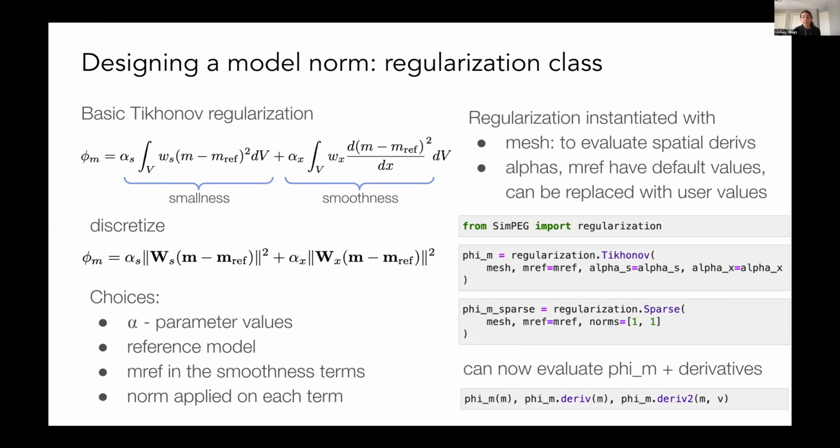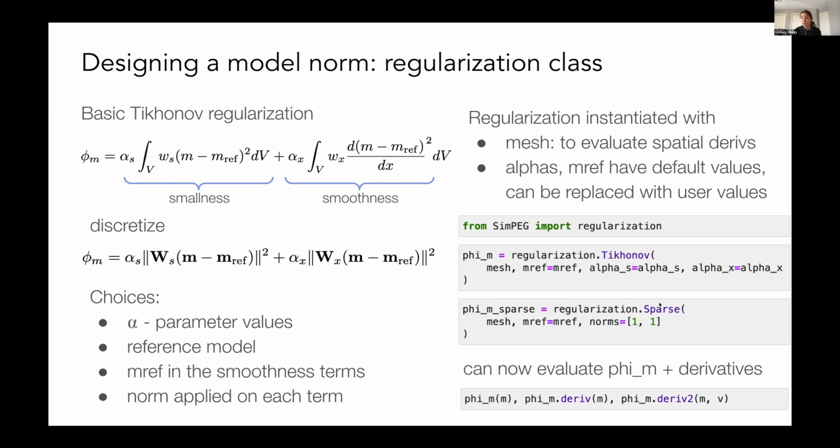This is all handled in SimPEG by the regularization class. From SimPEG, you import regularization. For example, if we wanted to start with a Tikhonov regularization, it needs a mesh, so it's instantiated with a mesh. We need that so that we can compute these spatial derivatives. Then the other parameters have default values, so we've got default values for alpha s and alpha x, but these can all be replaced by user-specified values. That constructs the regularization.